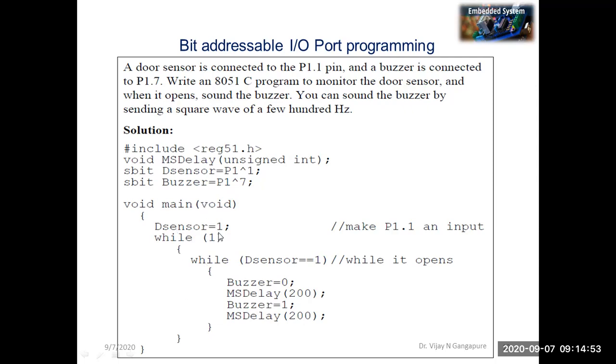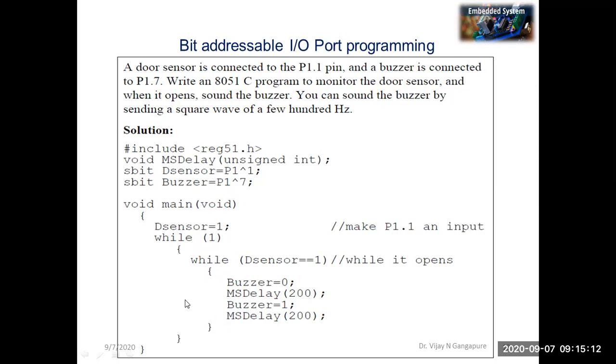So Dsensor = 1, means I am configuring port 1 pin number 1 as input because the sensor is connected here, and this is an infinite while loop. So whatever program is in this loop will be executed infinitely, continuously.